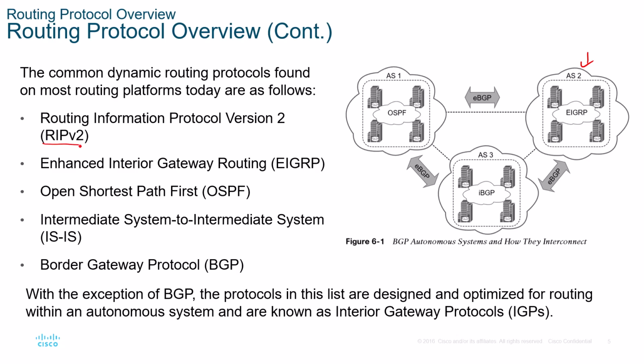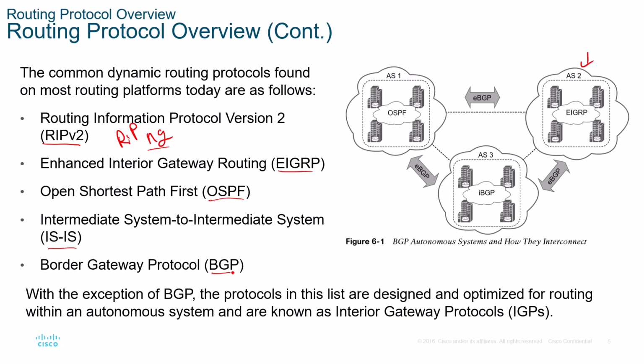Common routing protocols are things like Routing Information Protocol, RIP version 2. There's also RIPng, which is for IPv6. We also have EIGRP, which is traditionally IPv4, and there is a newer version for IPv6. Same thing for OSPF. Then we have IS-IS and BGP.